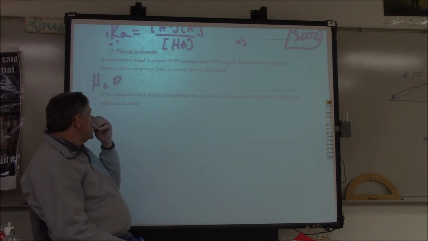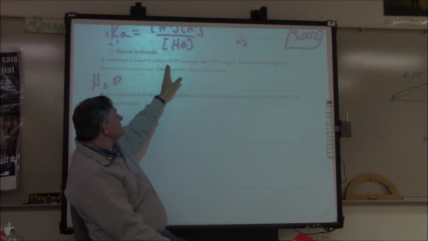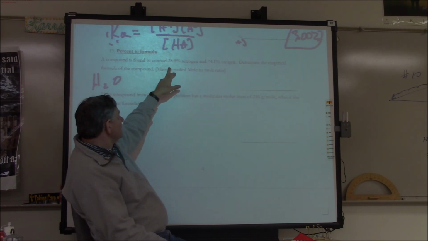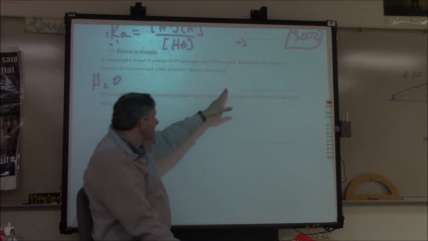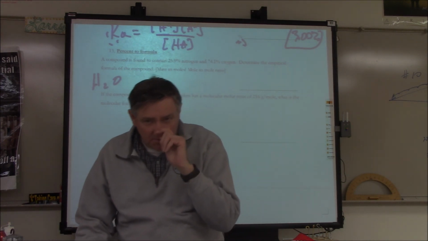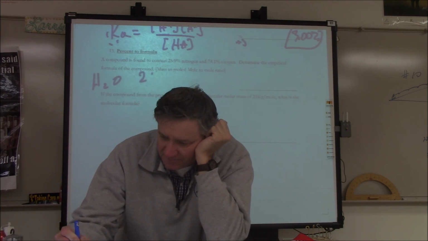Okay? So here's the easiest way to work this problem. Assume that you have a 100-gram sample of this compound. Then you would have 25.9 grams of nitrogen and 74.1 grams of oxygen. So what you have to do is convert these into moles. Take 25.9 grams of nitrogen. The molar mass of nitrogen is 14.